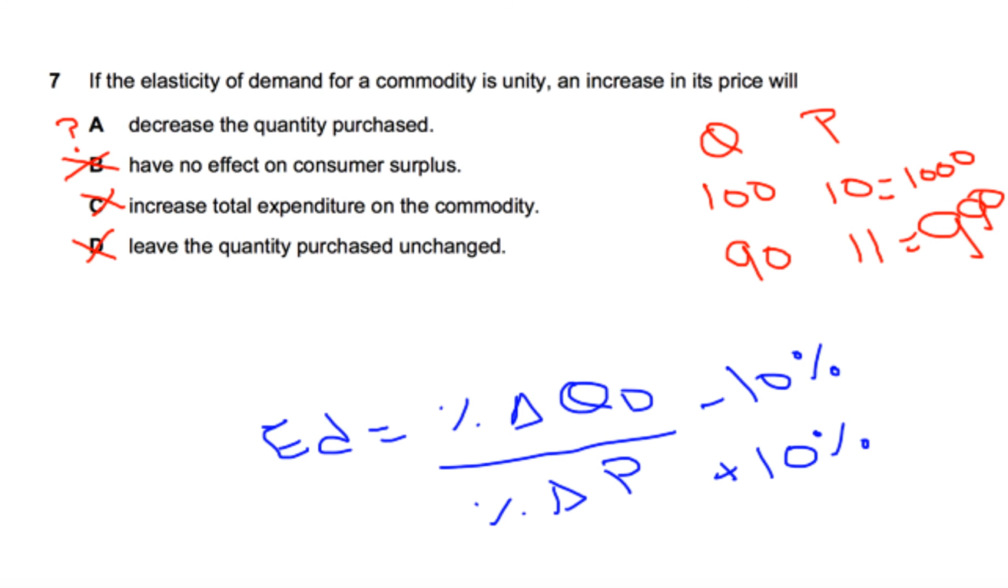And so the only option which is left, which we said is true, is option number A, because this is true in all situations: when a commodity is unitary in terms of elasticity and the price increases, there has to be a fall in the quantity which is purchased.